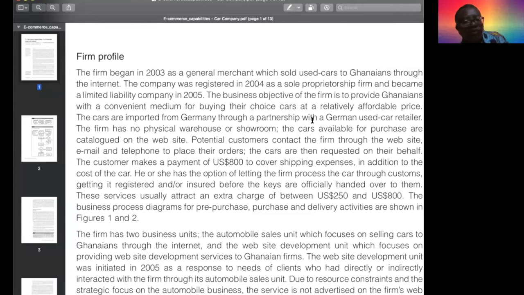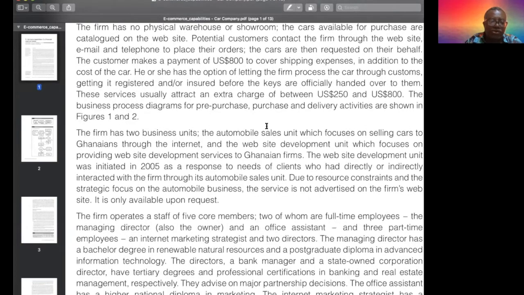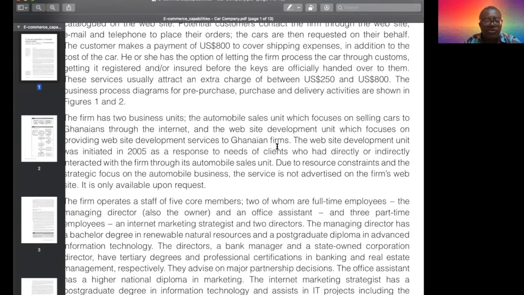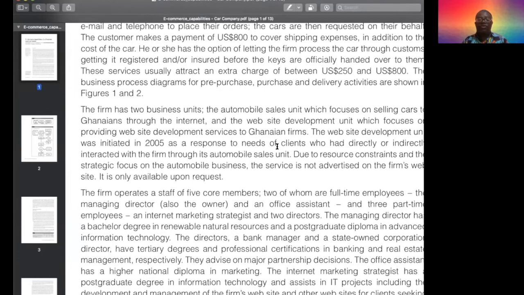The firm has no physical warehouse or showroom. The cars available for purchase are cataloged on the website. Potential customers... all this is telling you the process in which they do their business. Now pause here. All this you are seeing here is telling you about the organization. Go down here. The firm has two business units, the automobile business unit and the website business unit. So that one tells you about the company.